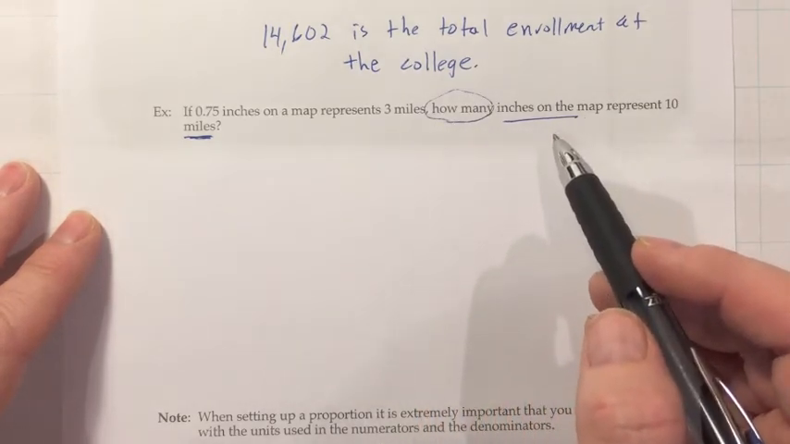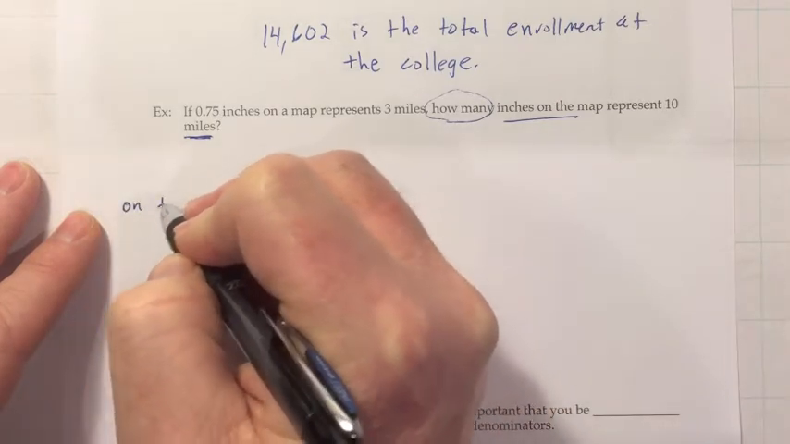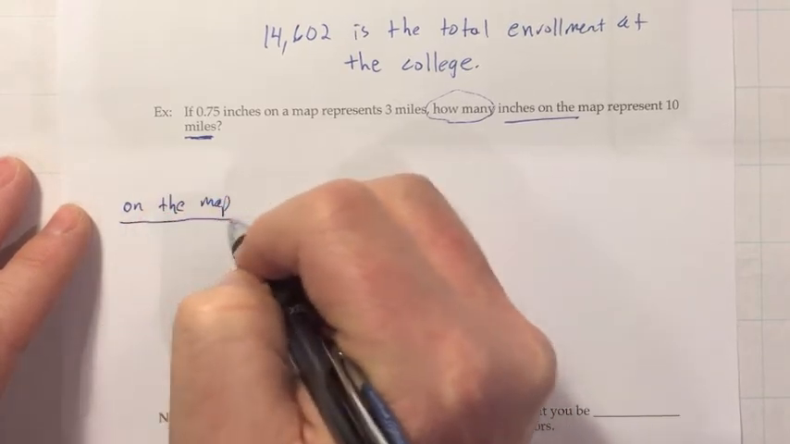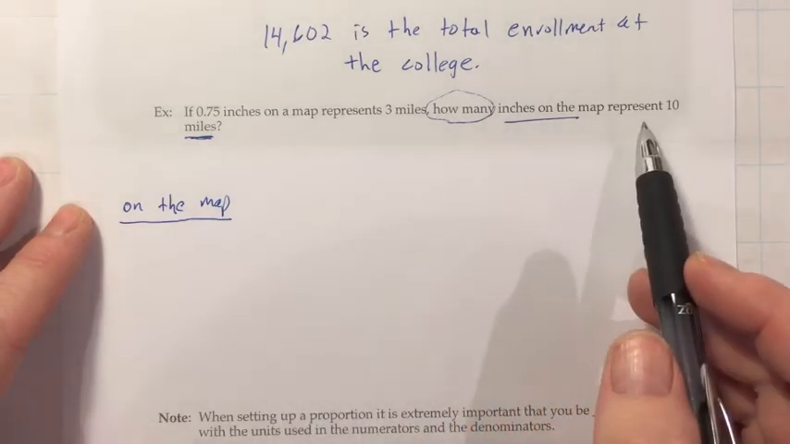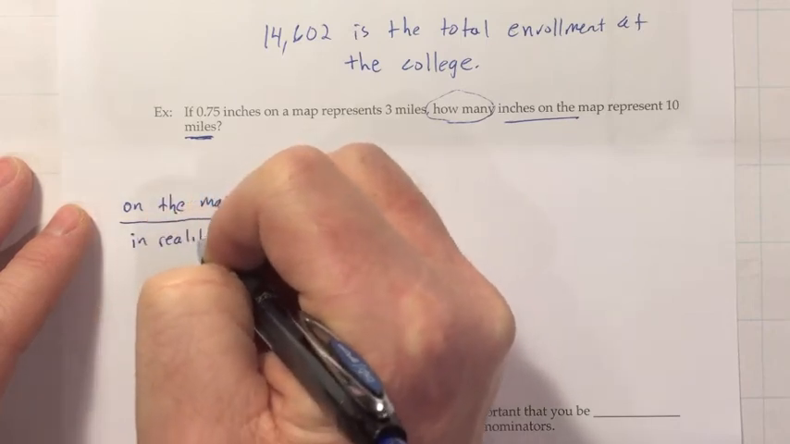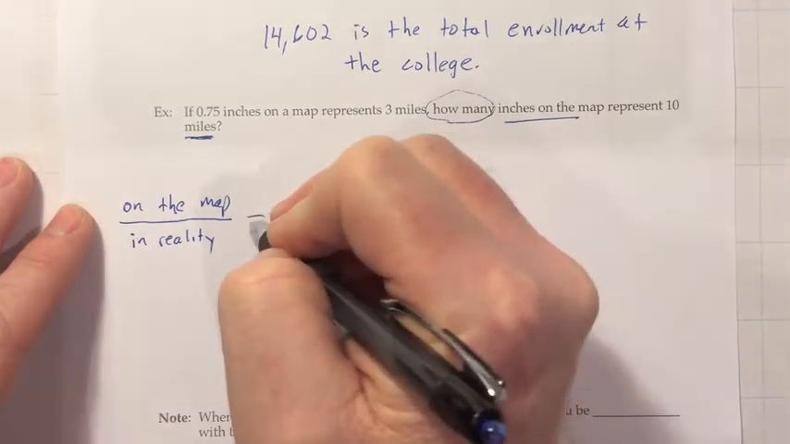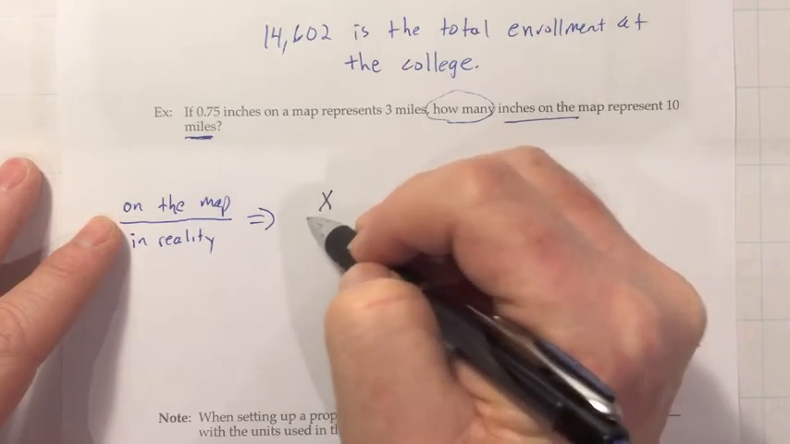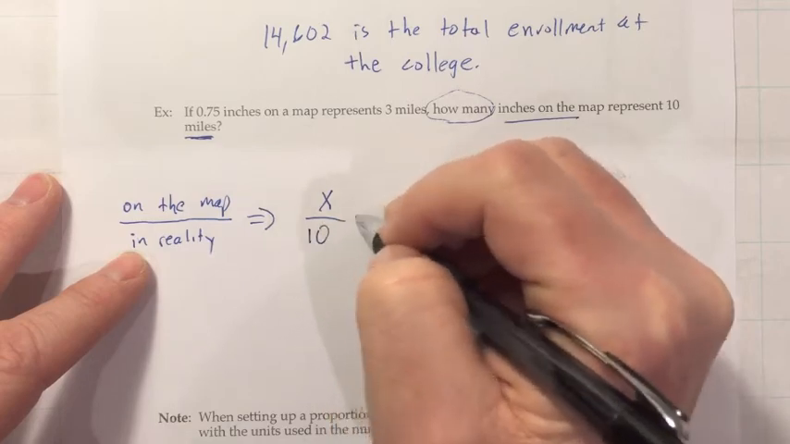So if I go by the same philosophy I did on the previous problem, then I'm going to put on the map up top, and because that's my unknown, this process works better if the unknown is on the top, and then I'll put in reality on the bottom. In reality, again, meaning on Earth or on the planet, something like that. All right, so how many inches on the map? We don't know, so I'll put an X for that. Equals 10 miles, so I'll put those 10 miles down on the bottom.